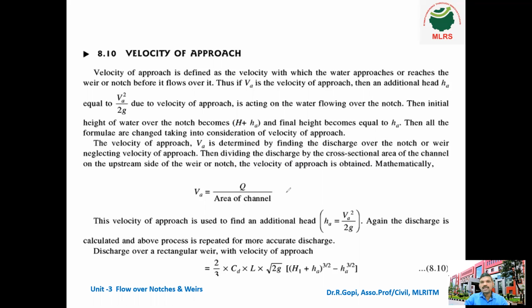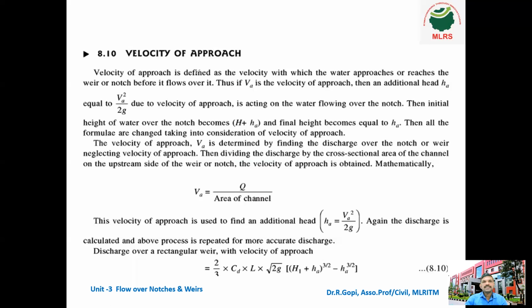So that velocity also we must include in the formula. That is called velocity of approach. So how to include? How to calculate that velocity? That means the nappe velocity at the time of falling from the upstream side to the downstream side through the notch will be somewhat higher. So how to calculate? Let us discuss in depth.